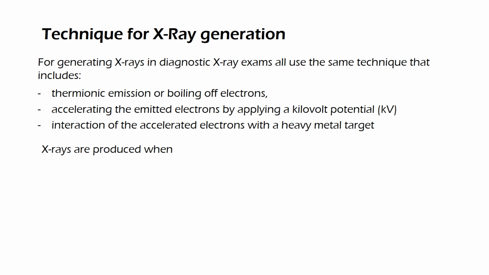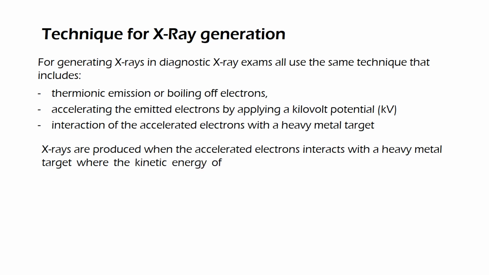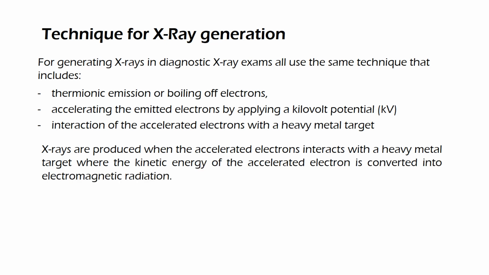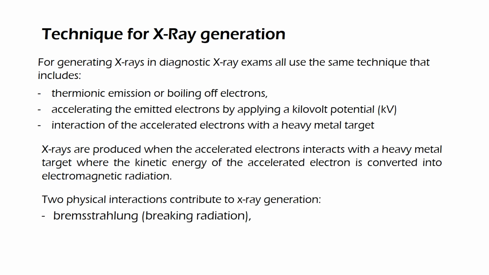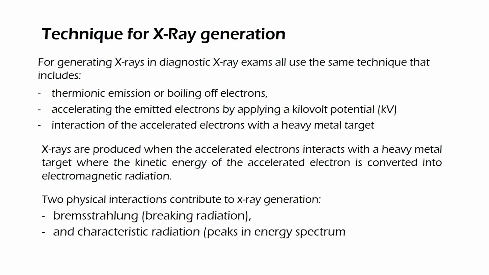X-rays are produced when the accelerated electrons interact with a heavy metal target, where the kinetic energy of the accelerated electron is converted into electromagnetic radiation. Two physical interactions contribute to X-ray generation: Bremsstrahlung or braking radiation, and characteristic radiation or peaks in energy spectrum.